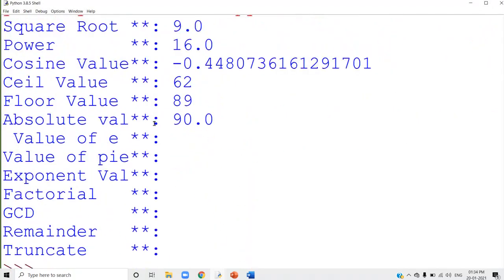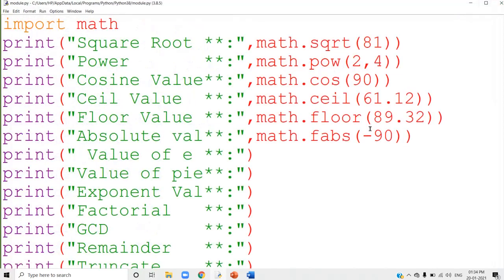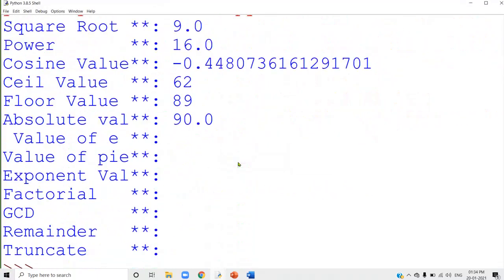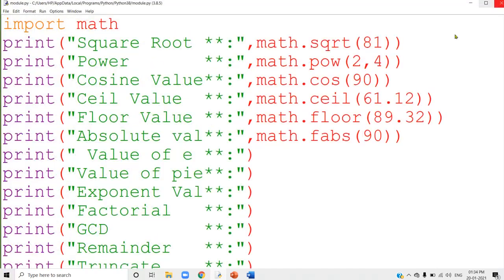Okay, so fabs will give you a float value. That is why it is giving the answer 90.0. It removes the sign. So instead of this negative number, if I give a positive number, see the answer. There is no sign over there, so you will get the answer 90.0 itself. If there is a sign, it removes the sign.